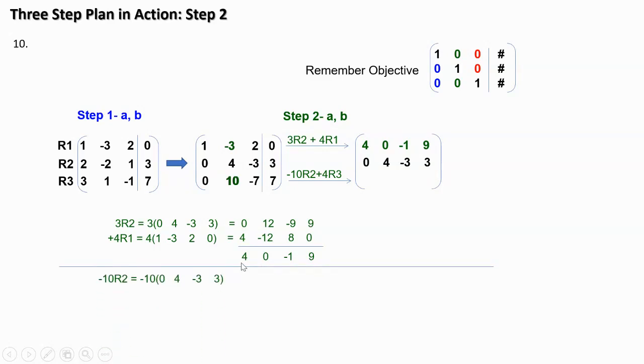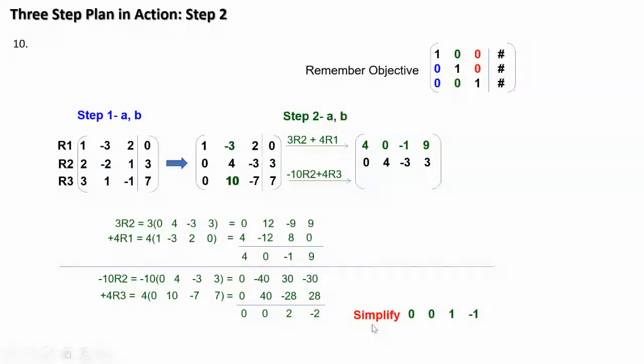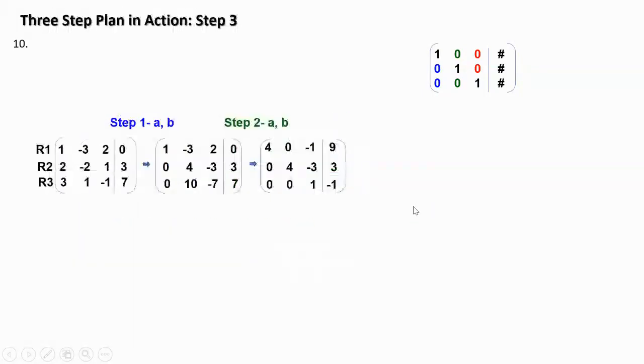Repeat the process for step 2, part B. We multiply -10 times row 2. So we get 0, -40, 30, -30. And then 4 times row 3. So we get 0 to -2. So here's where I mentioned, right, to simplify if possible as we go along. So this can be simplified. We can divide every term by 2. So this is what we get for my new row 3. Okay, now I'm going to go to the next slide and finish off step 3.